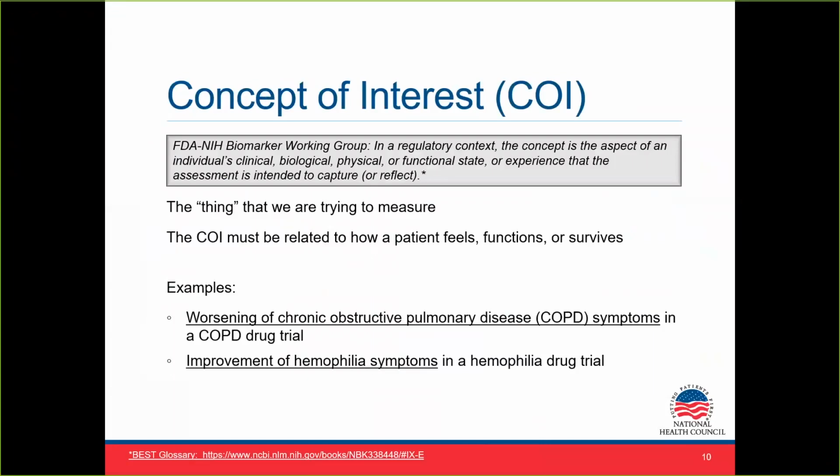So the FDA-NIH Biomarker Working Group defines concept of interest as, in a regulatory context, the aspect of an individual's clinical, biological, physical, or functional state, or the experience that the assessment is intended to capture or reflect. So this is really the thing that we are trying to measure with our instruments. The COI must be related to how a patient feels, functions, or survives. Examples of this would be worsening of chronic obstructive pulmonary disease, or COPD, symptoms in a COPD drug trial, or improvement of hemophilia symptoms in a hemophilia drug trial.